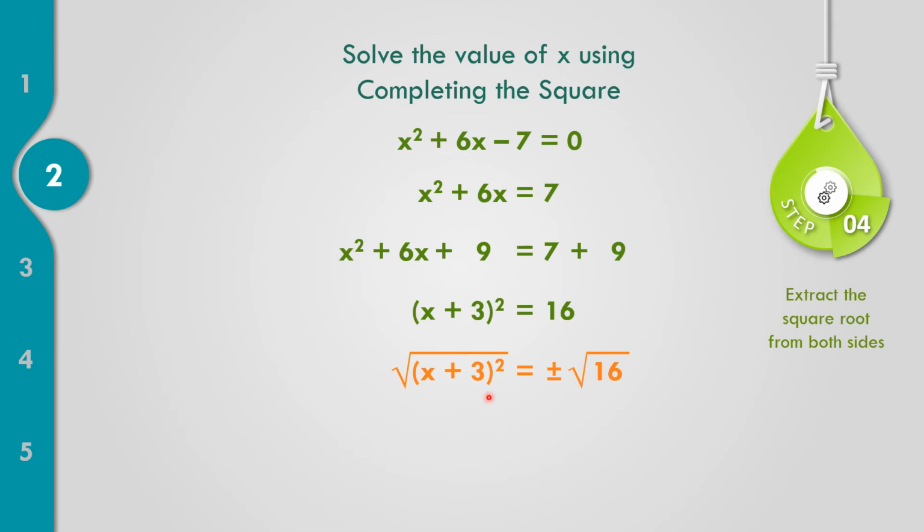So it means the square root of the quantity (x plus 3) squared is equal to positive negative the square root of 16. Cancel the 2 and the radical sign. That becomes x plus 3. It is equal to positive negative square root of 16, that is equal to 4. For x, copy positive negative 4. Positive 3 going to the right side becomes negative 3.